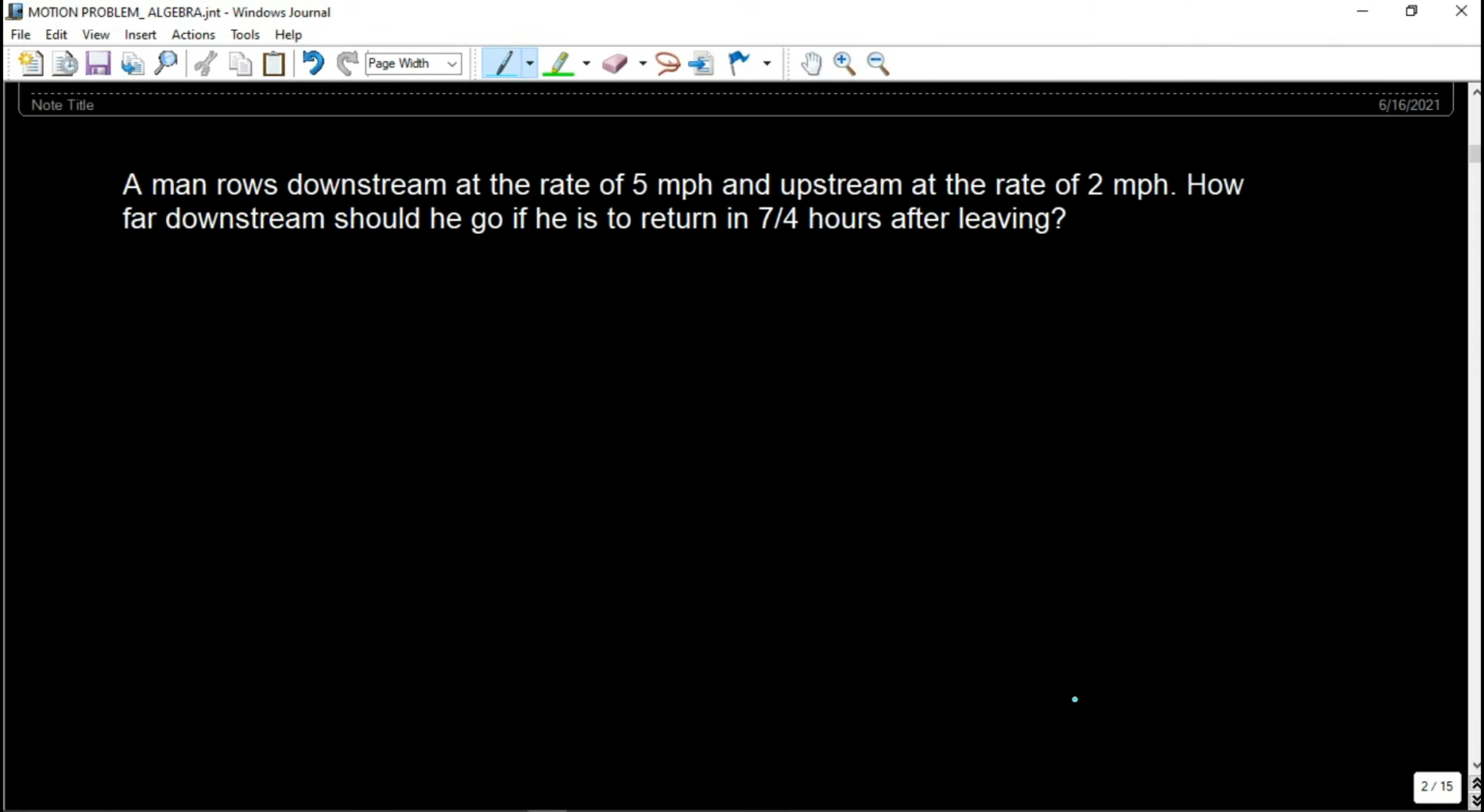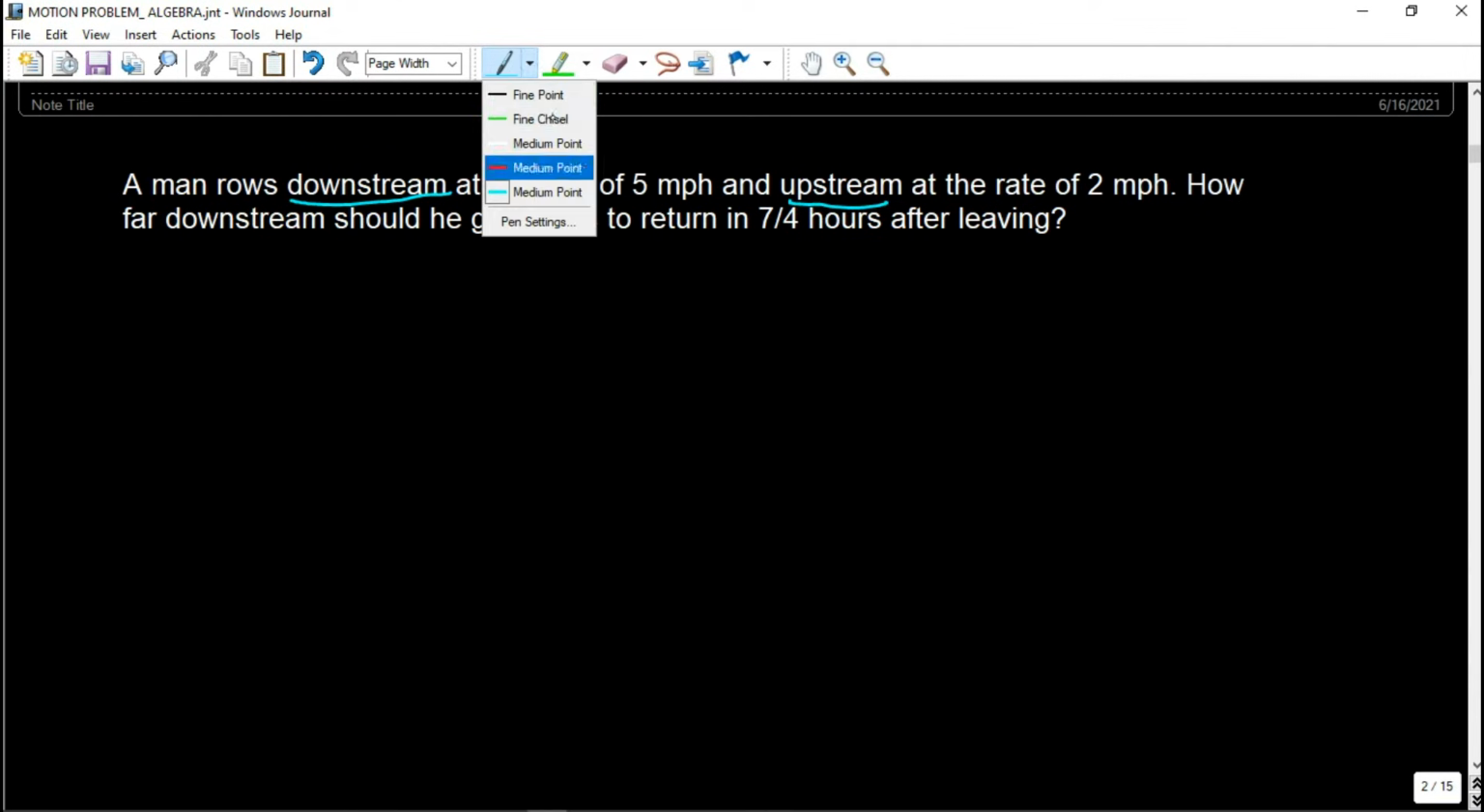So this one: a man rows downstream at a rate of 5 miles per hour and upstream at a rate of 2 miles per hour. How far downstream should he go if he is to return in 7/4 hours after leaving? So we encountered here the words downstream and upstream.